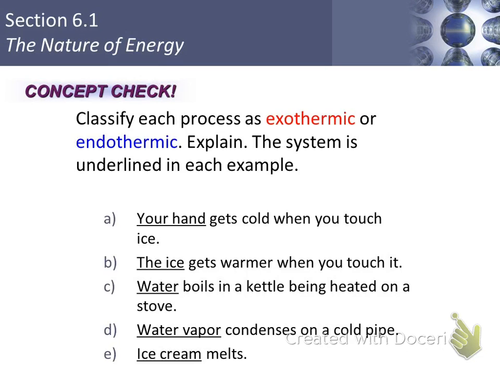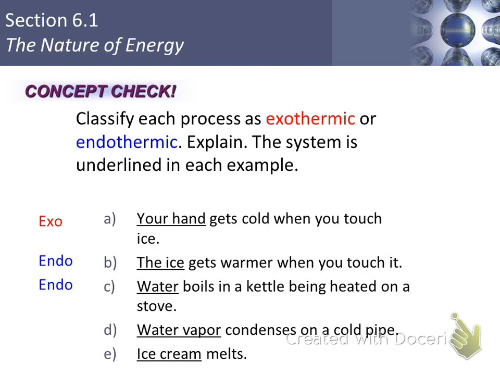So heat is leaving my hand going to that ice. So exo. Okay? B, the ice gets warmer when you touch it. Oops. What is it? Endo. Okay, right. So that same ice is receiving heat, so heat's flowing in. My bad. Okay, water boils in a kettle being heated on a stove. Endothermic or exothermic? Endothermic. Heat's flowing into the system to cause it to boil.